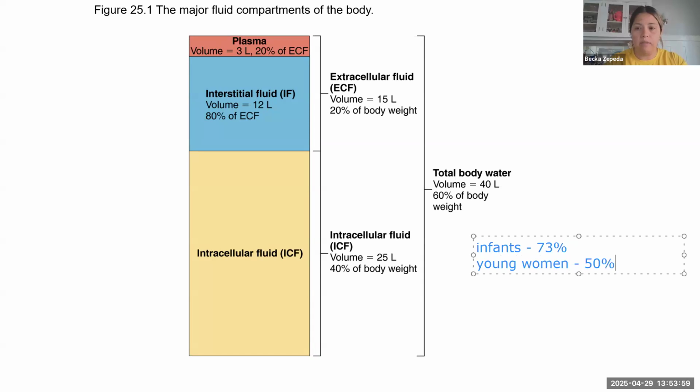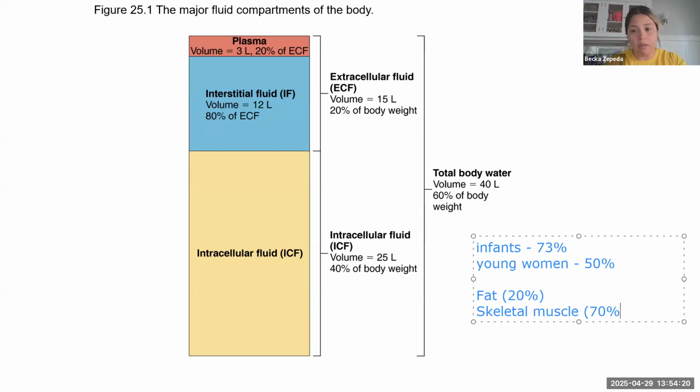And the reason why women have less water than males is because fat is not a very hydrated tissue. Fat is only about 20% water, while skeletal muscle is about 70% water. And so females in general have more fat and less skeletal muscle than the average male. And therefore, they're going to be made up of less water since fat is not really a hydrated tissue. Skeletal muscle is a very hydrated tissue.